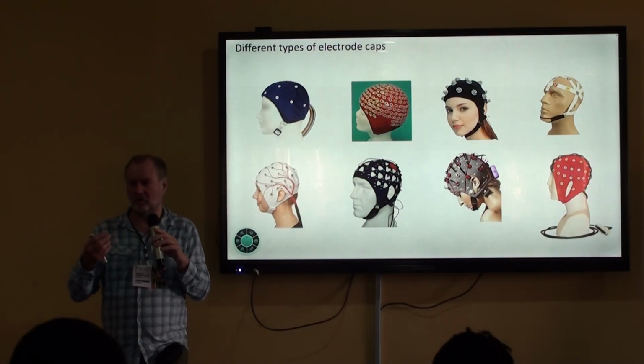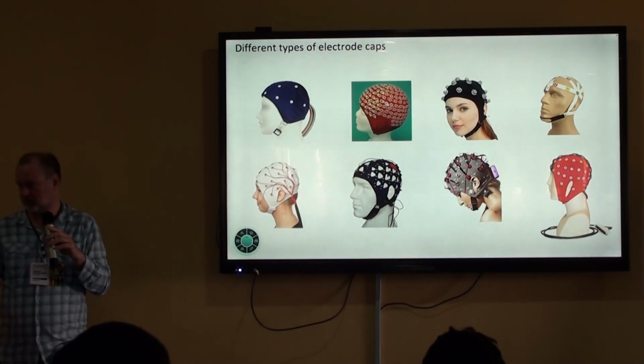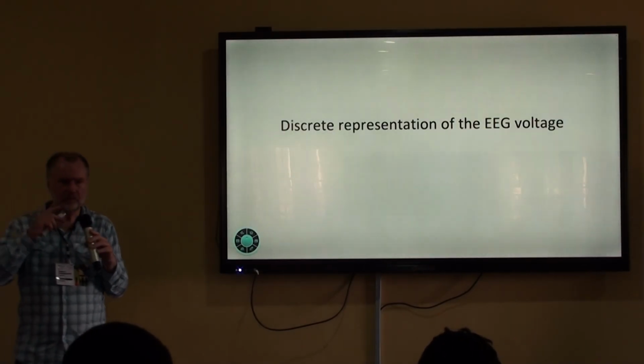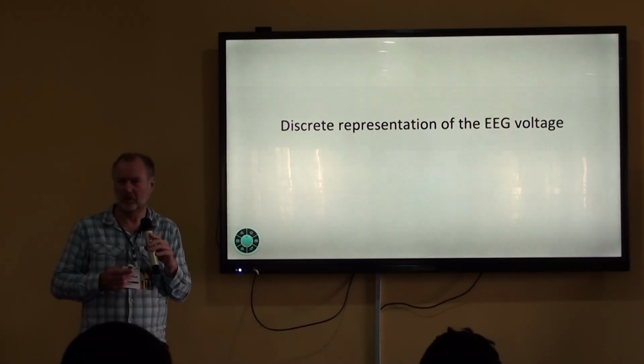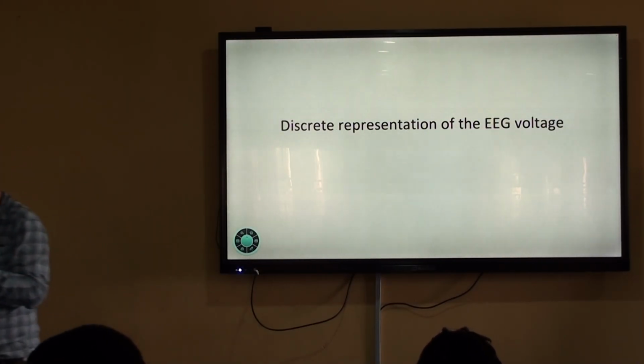So it's an EEG system. It's not only about the amplifier, but it's also about the caps and the electrodes. Any questions about this so far? I'm now going to move over. Yes, let's just, I'll hand you the microphone.